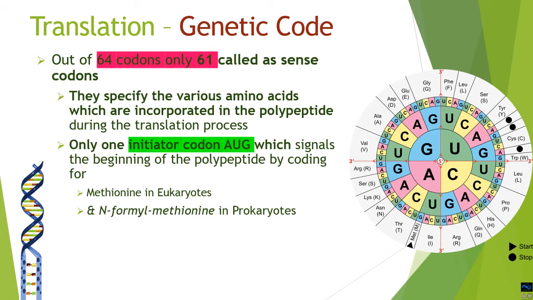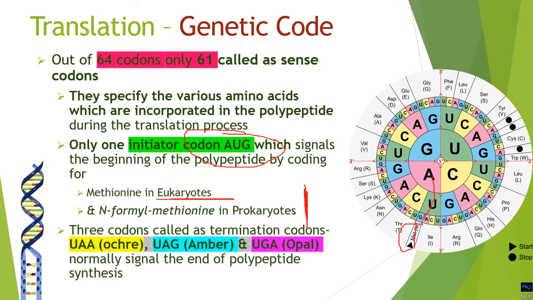So methionine is decoded by the initiator codon, which is AUG, whereas in prokaryotes it is N-formyl methionine. These make up the amino group of the amino terminal of the polypeptide chain finally. And you can see it here, AUG.